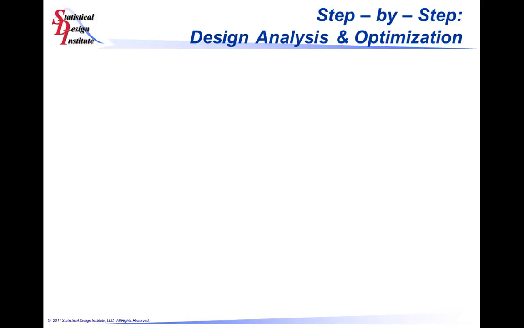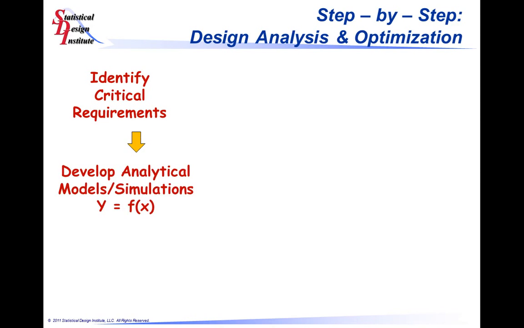So let's go through step by step what you might incur during a design and analysis activity for a particular design. The first thing we need to do is identify what are the critical requirements that we're trying to satisfy. Now, these requirements were determined as a result of analyzing your stakeholder information and determining the requirements and specifications for the key characteristics of your design.